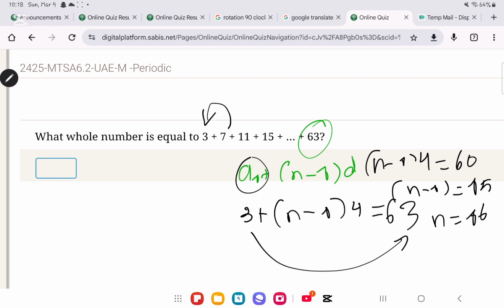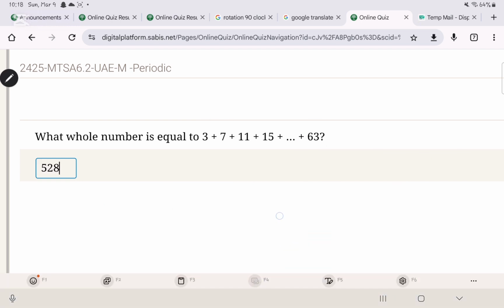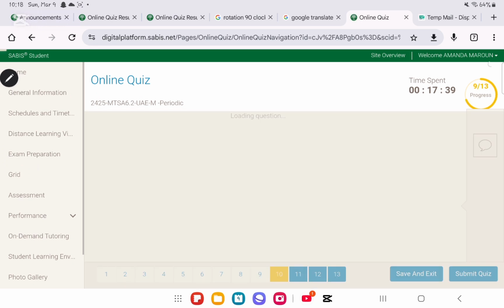And now you apply the following. It is n over 2 times a1 plus an. So it is 16 over 2 times 3 plus 63. And you will get an answer of 528. We move on to question number 10.